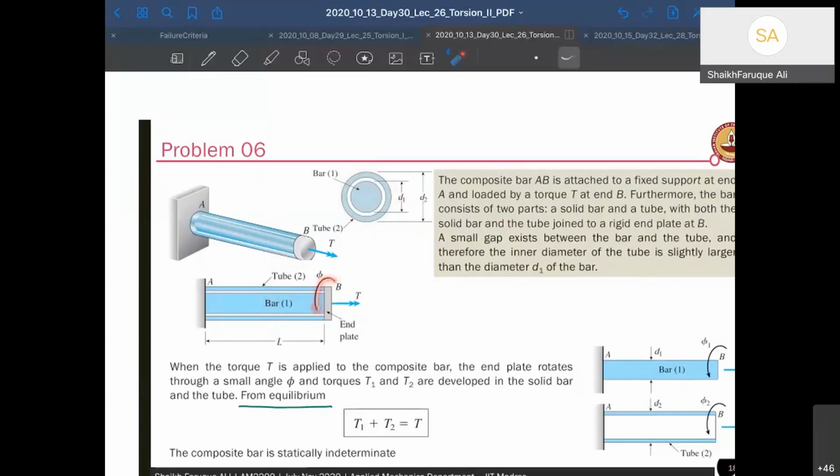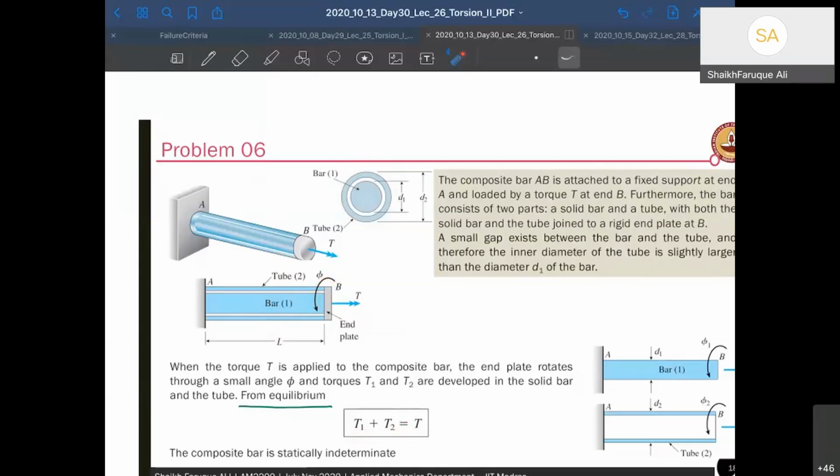The torque will be distributed. Some of the torque will be taken up by bar one, and some torque will be taken up by the tube. I don't know how much. They won't be equal because their areas are not equal. So T1 plus T2 is going to be your total torque. T1 is in bar 1 and T2 is in tube 2. So the total torque has been absorbed by both members.